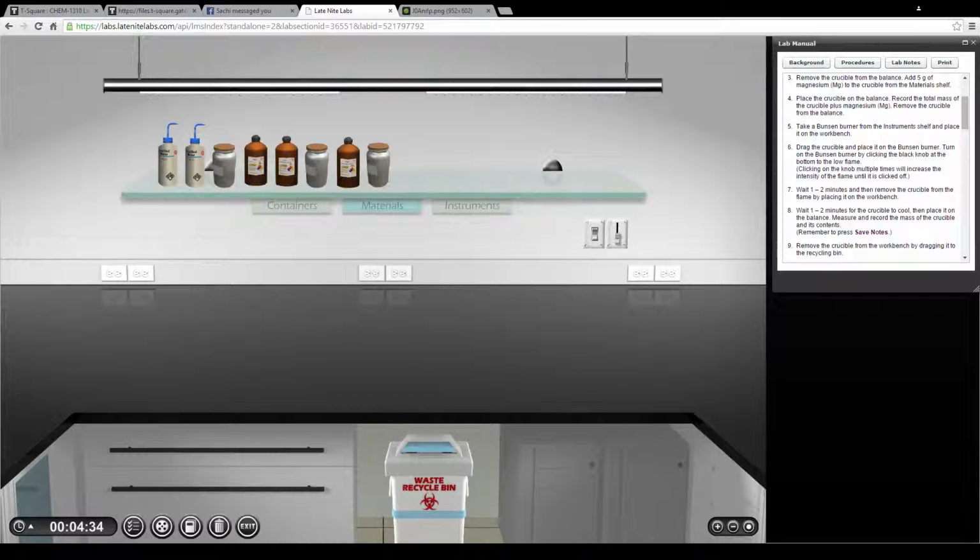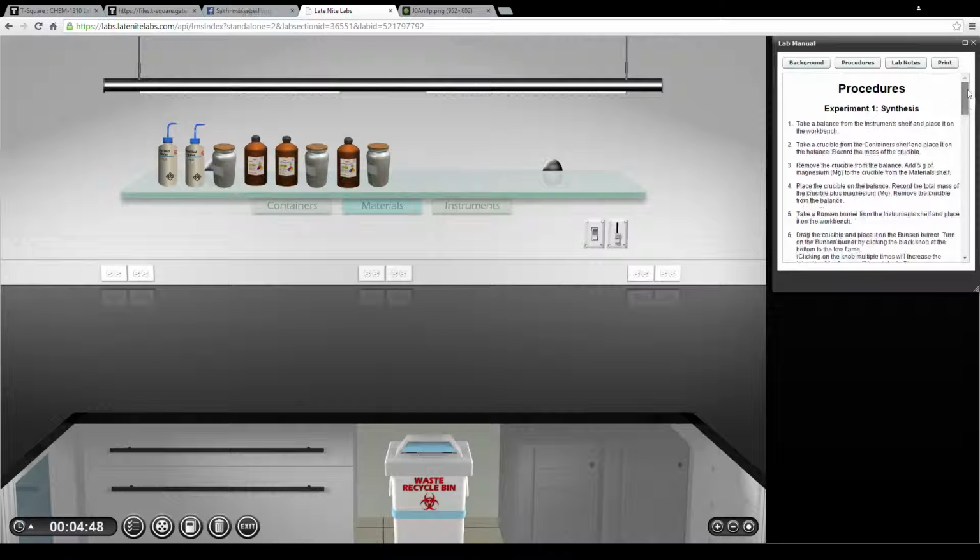Hi, I'm Jesse Waters, and today I'm going to show you how to use the Late Night Labs environment to perform the magnesium synthesis reaction as listed in the procedure of Lab 01.5. And since we're already at the workbench, I'll go ahead and make sure that the lab notebook is turned to the procedures page, so for those who want to read along with the instructions rather than watching me click around, you may do that.